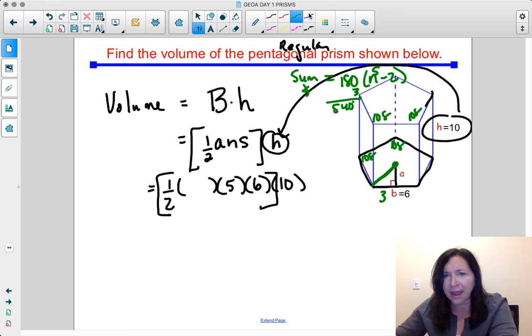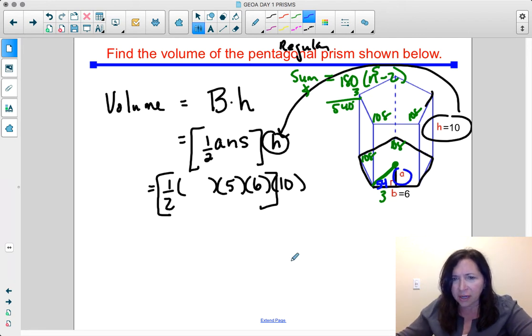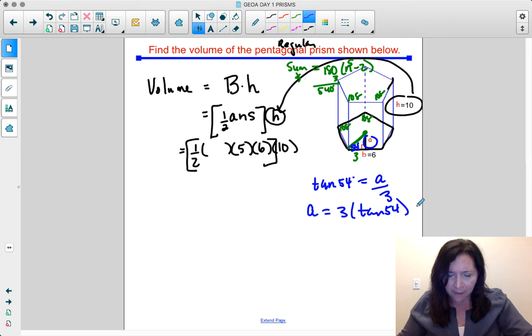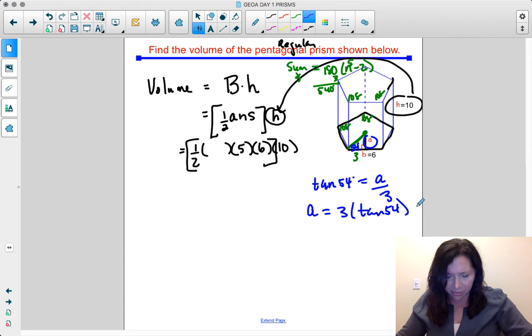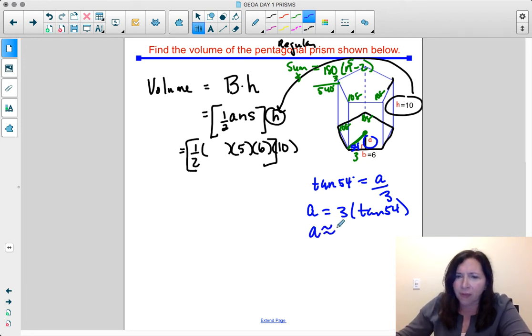But when I cut that in half, that makes this little angle in here 54. Okay? So for me to find A, I'm going to use tangent. Tangent of 54 degrees, remember that's this little corner there, is equal to opposite over adjacent, so A over 3. And so A, my apothem, is going to equal 3 times tangent of 54. So I'm going to use my calculator and find tangent of 54. Remember, make sure you're in degrees. Then I'm going to multiply that by 3. Approximate my answer. Looks like it's 4.1. So my apothem is approximately 4.1.